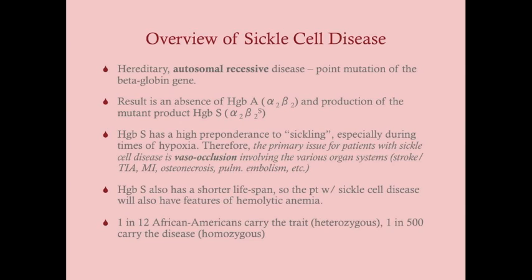Hemoglobin S does also have a shorter lifespan. It only survives in the circulation for around 20 to 40 days, whereas a normal red blood cell with hemoglobin A will survive for about quadruple that, about 120 days. So patients with sickle cell disease will also have some features of hemolytic anemia. They will have a lower hemoglobin, but generally that low hemoglobin is not enough to cause frank anemic symptoms. The range can be from relatively normal or mild to very severe.